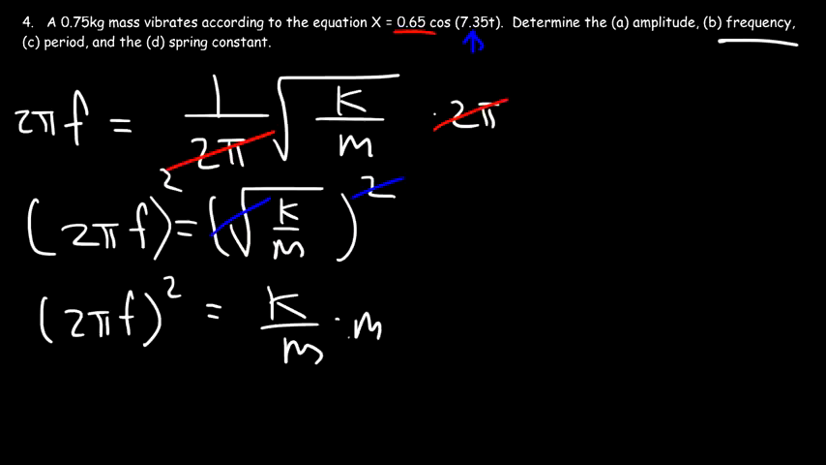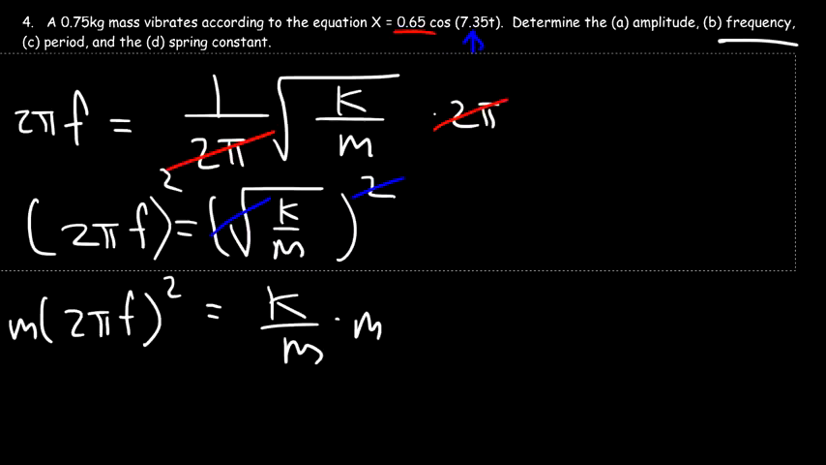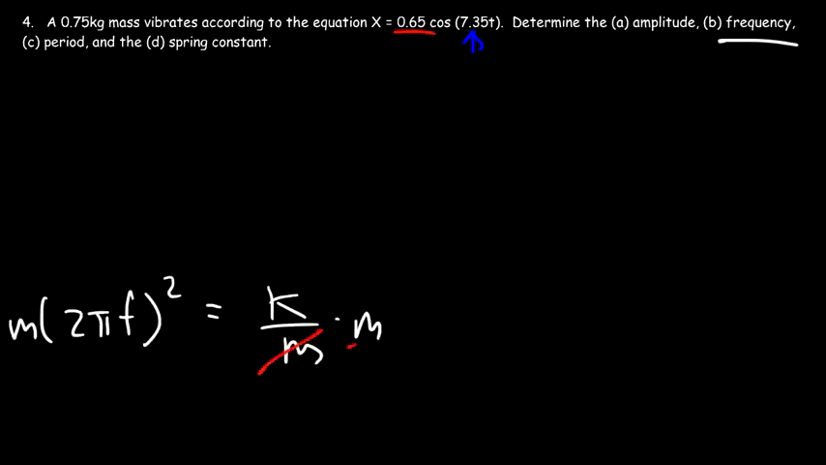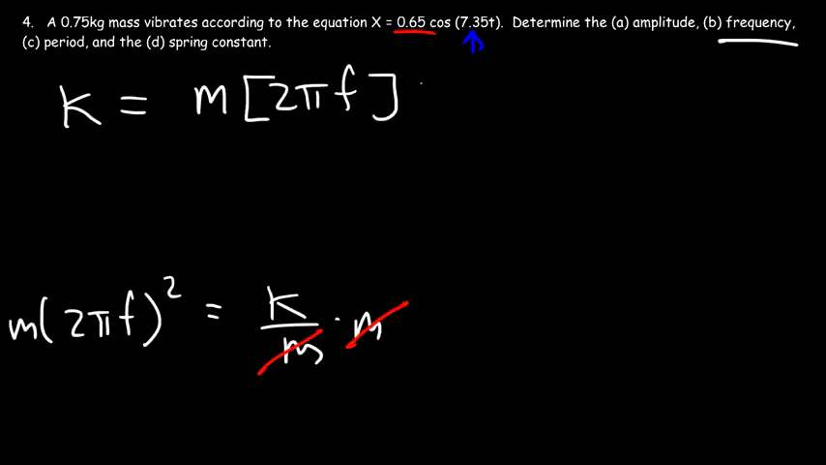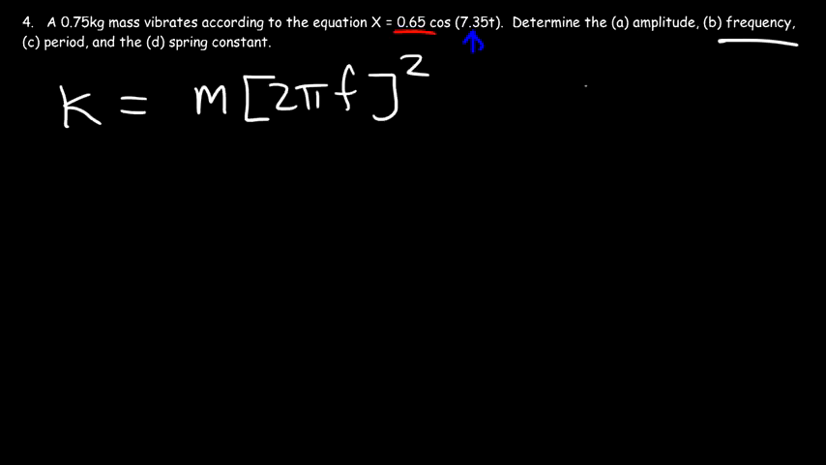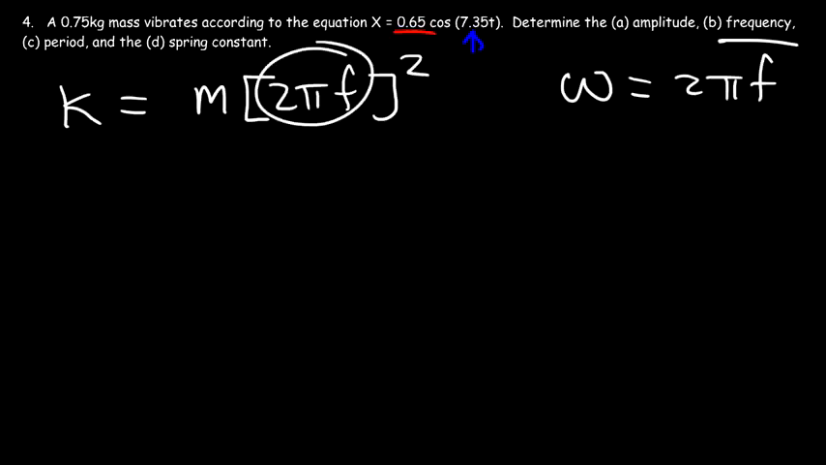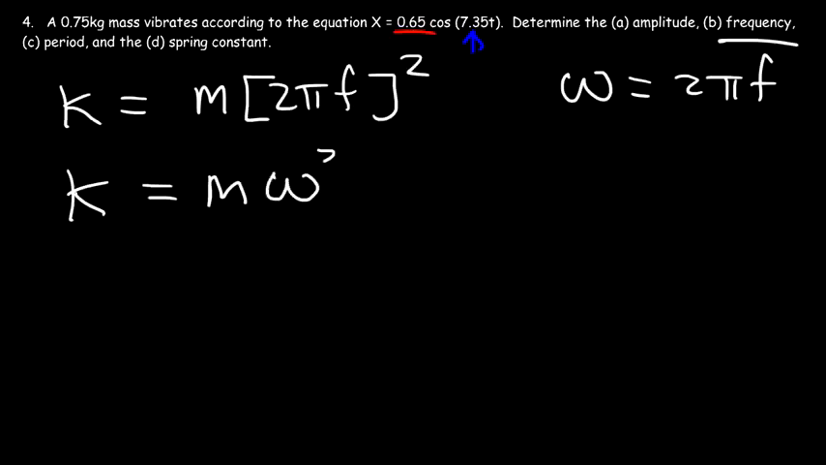So I'm going to multiply both sides by m. So the spring constant is equal to the mass times 2 pi times the frequency, squared. So if you have the mass and the frequency, you could use that equation to calculate the spring constant. Now keep in mind that omega is 2 pi f. So we can replace 2 pi f with omega. So the spring constant is the mass times the square of the angular frequency, which we know is 7.35.